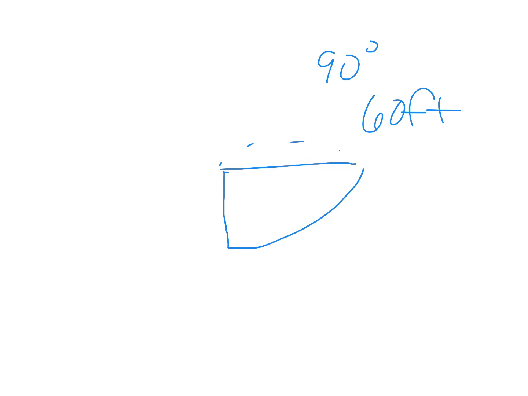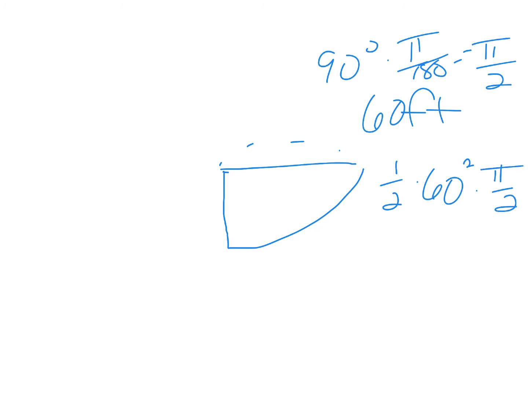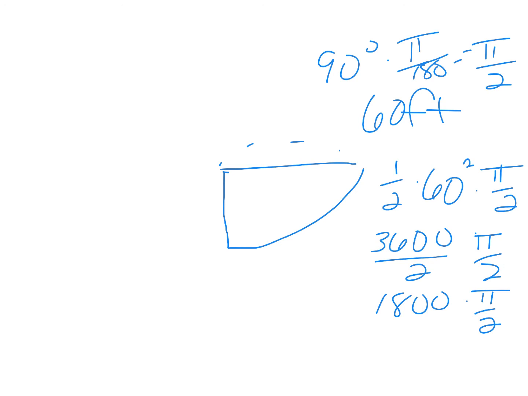If it's projecting out, that means 60 feet is our R, and we know that 90 degrees is our angle. You want to convert to radians right away. That's another strategy you can do. It's going to be pi over 2. That works out very nicely. So it's going to be 1/2 times 60 squared times pi over 2, which will get us 3600 over 2 times pi over 2. 3600 divided by 2 is 1,800 times pi over 2, and that will just be 900 pi.